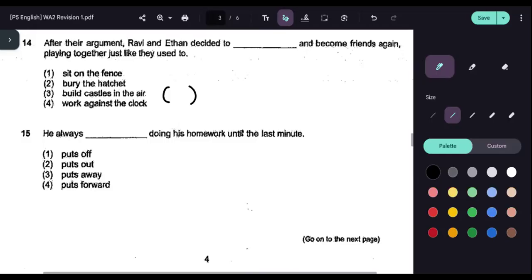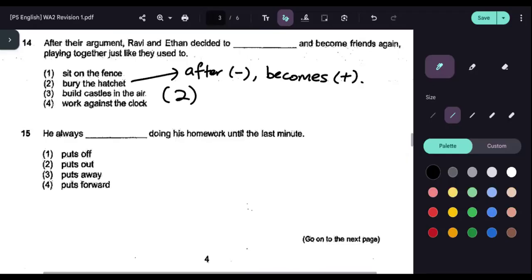This one means bury the hatchet. Okay, bury the hatchet is actually an idiom. I know what some of you are thinking: idiom sounds like idiot. Okay, I know what you're trying to say. An idiom. So bury the hatchet means after negative becomes positive. Yep, basically that is what it means by bury the hatchet.